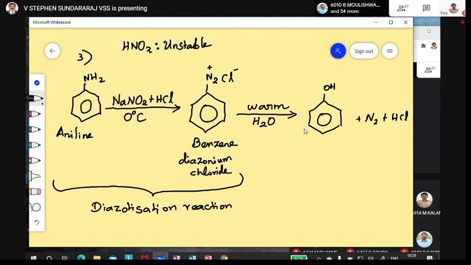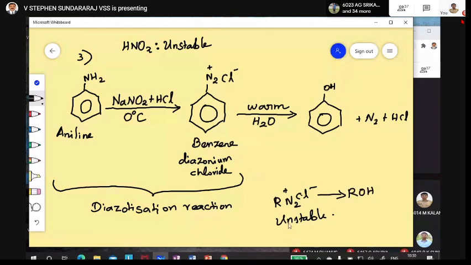Amine converted into hydroxide. This one you don't use for aliphatic alcohol because in aliphatic alcohol it forms in one step itself. The RN2+ is unstable. RN2+ Cl minus, this is alkyl diazonium chloride. This is unstable, so it will not form directly; you will get the corresponding alcohol. It will decompose into ROH, but you will not get this intermediate species. That is the thing.